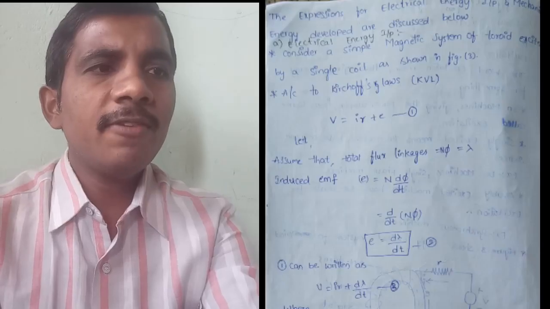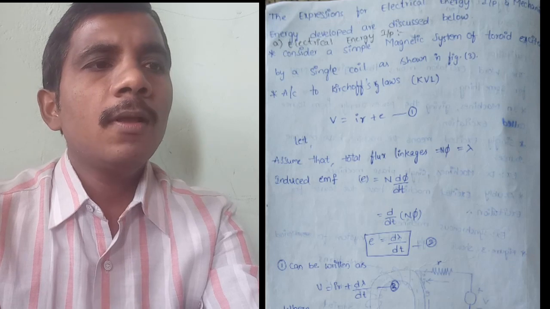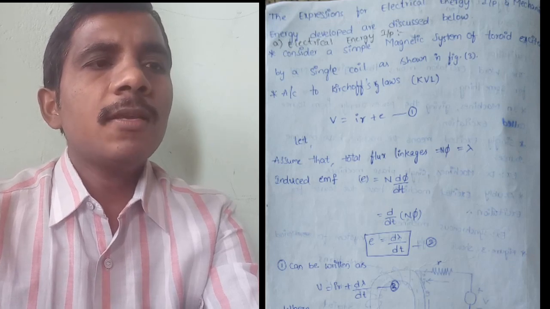The expression for electrical energy input and mechanical energy developed in an attracted armature relay or singly excited system. Let us discuss now. Consider a simple magnetic system of a toroid excited by a single coil as shown in the figure. According to Kirchhoff's voltage law, KVL, the supply voltage equals the total drop: V equals IR plus E.